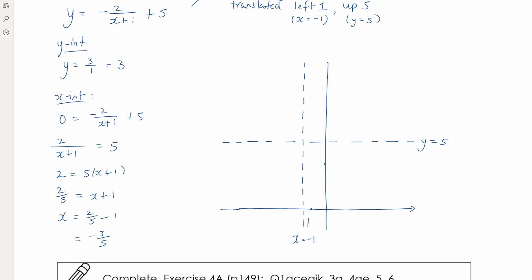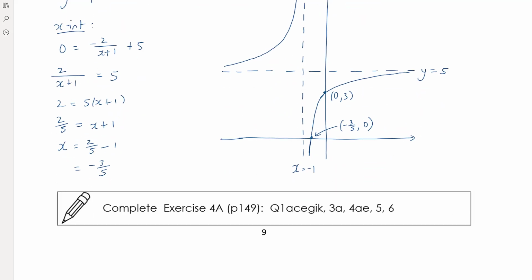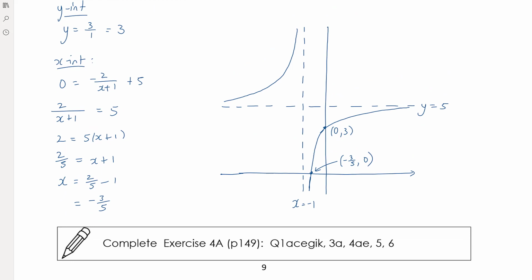So perhaps give yourself some rough points that you're aiming for, so that when you draw your graph in, you can hit those points. Okay, and then the other part of the graph up here. Alright, so y-intercept at (0, 3), x-intercept at (negative 3/5, 0). Okay, and there is your graph of the hyperbola. So it's a couple there for you to have a go at drawing.